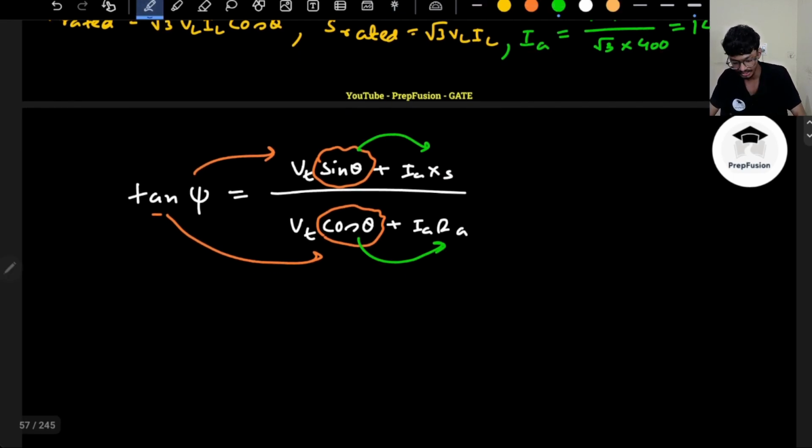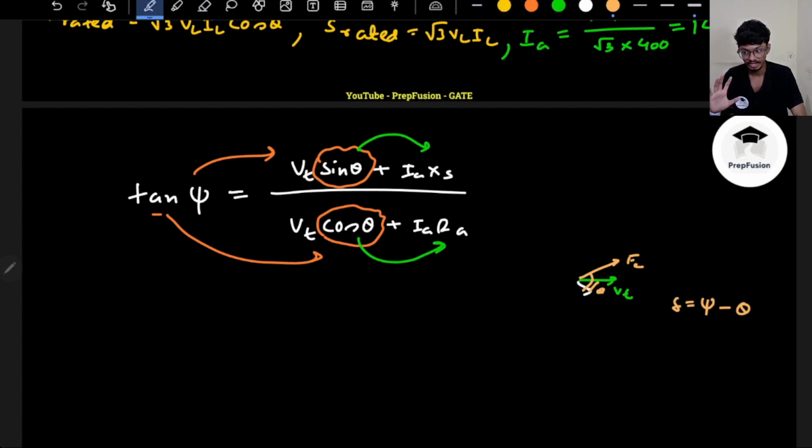If you just draw the phasor diagram, this will be my Vt, my Ia will lag, and my Ea will be somewhere around here. This will be my Ea. If you remember, this was the psi and this was the theta, so your delta will basically be psi minus theta. If you ever tend to forget, you just draw the diagram and you will be able to recall everything. Okay, so now I will solve this.